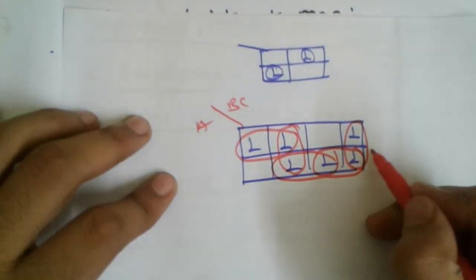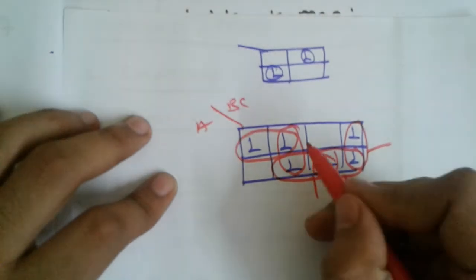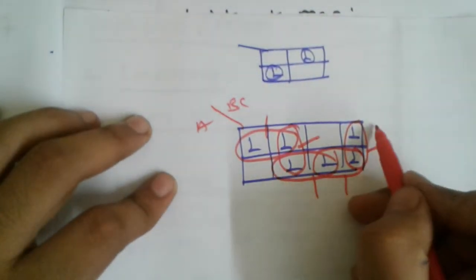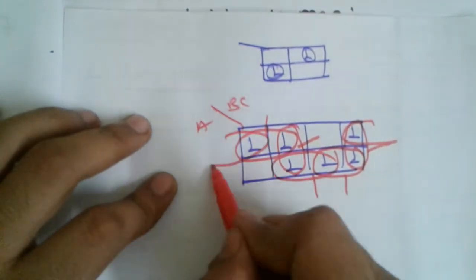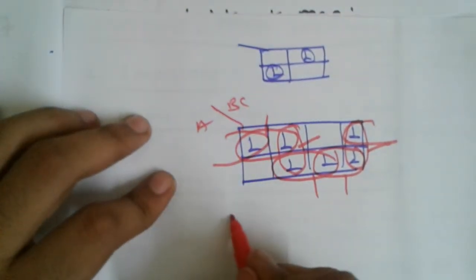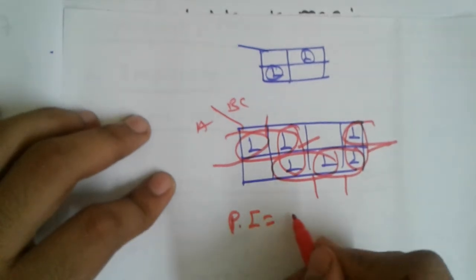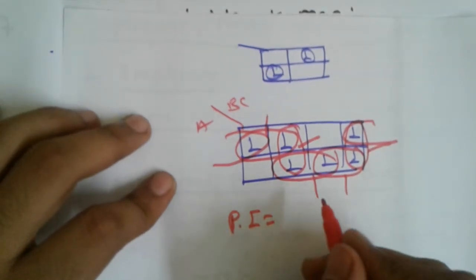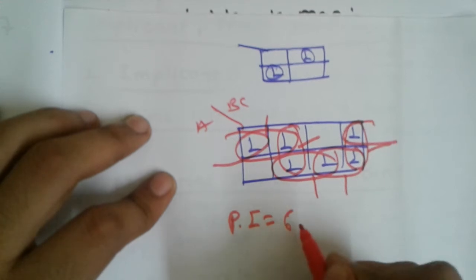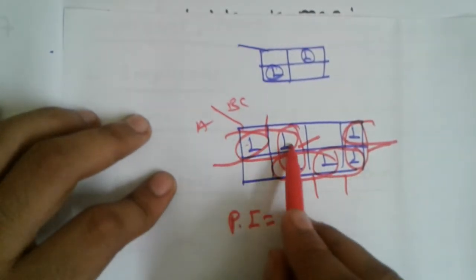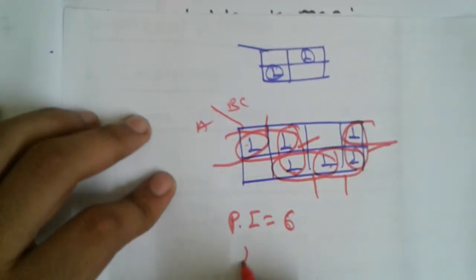So we have made 1, 2, 3, 4, 5, and here one more, 6. So here the prime implicants for this K-map is 6. And how many implicants do we have? We have 1, 2, 3, 4, 5, 6. So we have 6 implicants.